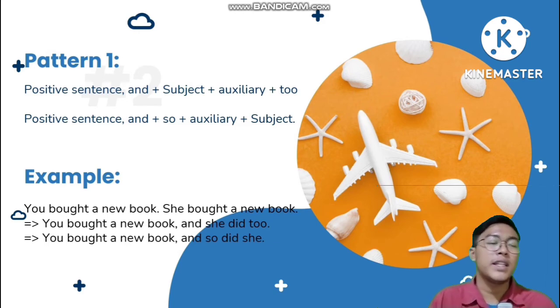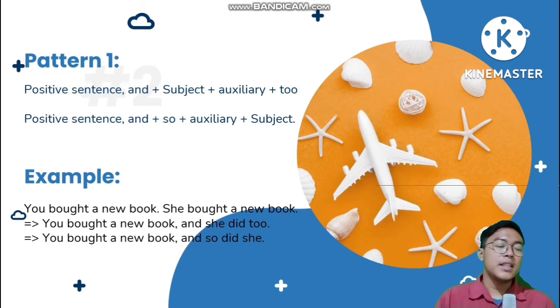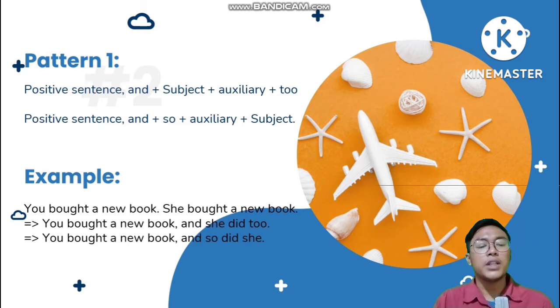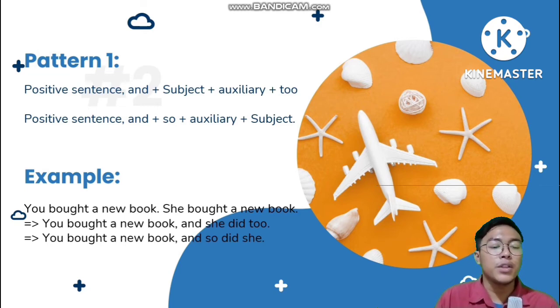Okay, pattern 1: positive sentence and subject plus auxiliary plus too, or positive sentence and plus so plus auxiliary plus subject. For example, the sentences are: you bought a new book; she bought a new book. We're going to combine that into: you bought a new book and she did too, or you bought a new book and so did she.